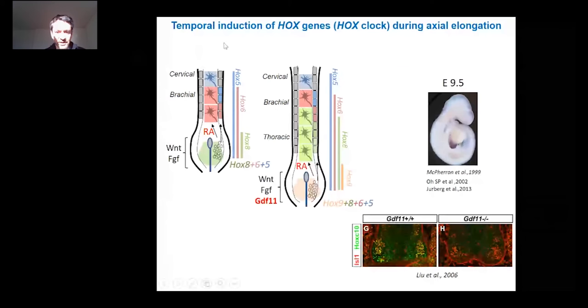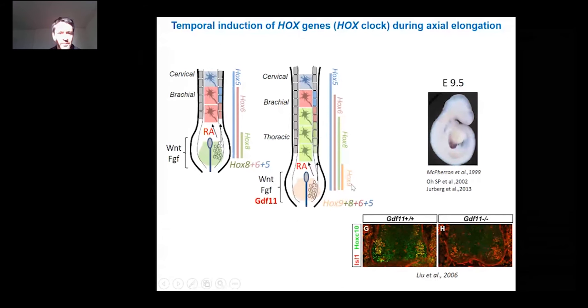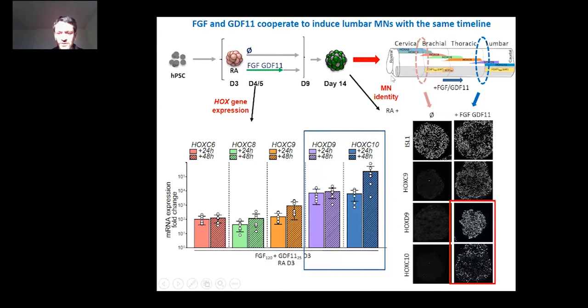So GDF11 is a factor that is regulating the trunk-to-tail transition and was shown to be important for the expression of thoracic and lumbar genes in the spinal cord, including in motor neurons. So we thus exposed these day 3 progenitors to a combination of FGF and GDF11. The two factors cooperated to strongly induce HOX9 and HOX10, very caudal genes, and consequently led to the specification of very caudal motor neurons, including lumbar motor neurons.